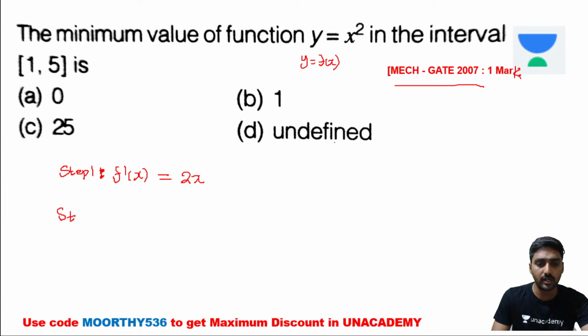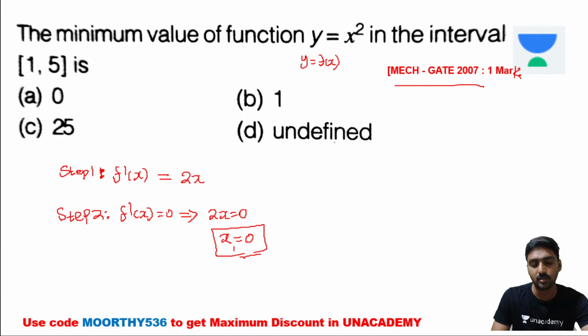Step 2, we need to identify the critical numbers. How are we going to identify the critical numbers? The first derivative is equated to 0. While equating to 0, 2x is equal to 0, therefore x is equal to 0. So we can take it as x1. x1 is equal to 0, right?